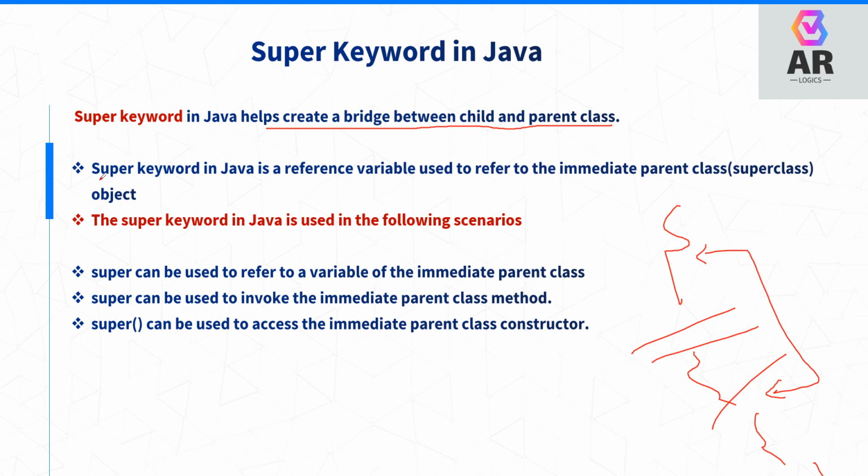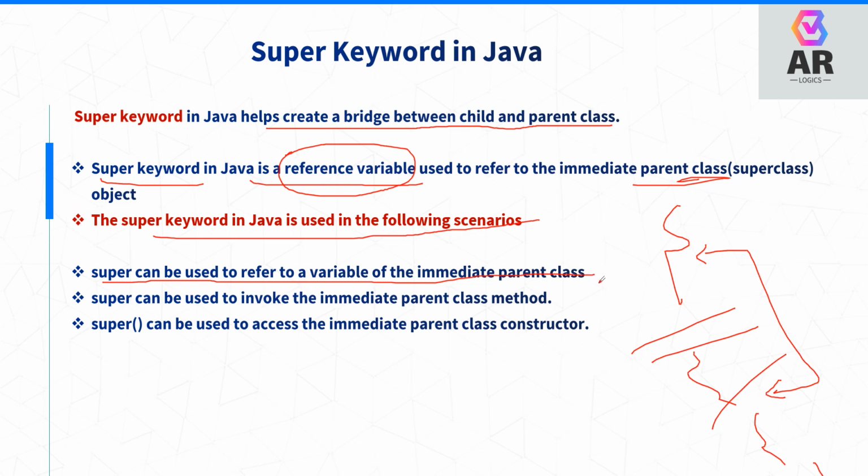The super keyword in Java is a reference variable. This reference variable is used to refer to the immediate parent class object. What are the following scenarios for the super keyword? The super keyword can be used to reference a variable of the immediate parent class. This is the parent class.